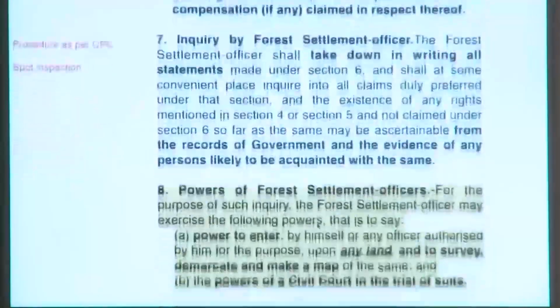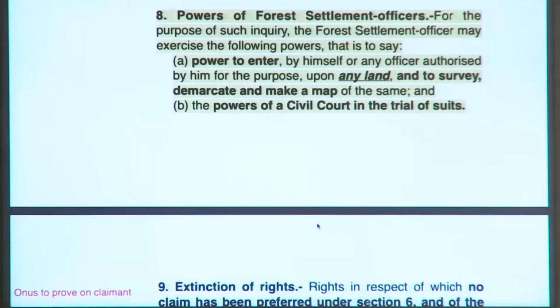Then there is proclamation, inquiry. Next, you have the powers of the forest settlement officers. Now, this is important. What this forest settlement officer is doing is that once the government has come up with a notification that we are going to constitute these lands into a reserve forest, then this forest officer is going to make a note of who all are living in this area, who all are having rights in this area, and then is going to process these rights as is provided in the act. So, to note down these rights and to process these rights, the forest settlement officer is given certain powers.